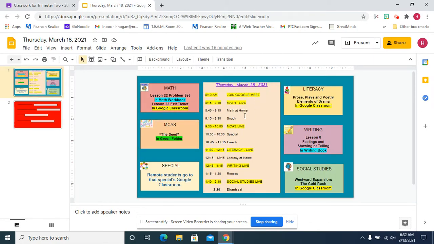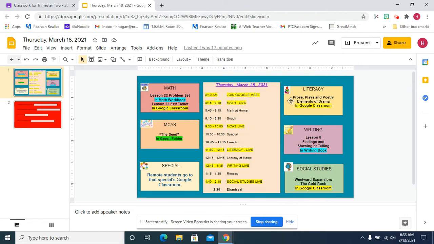After math, we have snack, and then we have MCAS, and we're going to be working on the seed. We started on Tuesday, and we're going to be working on our T-chart and open response. And after that, you have a special lunch.